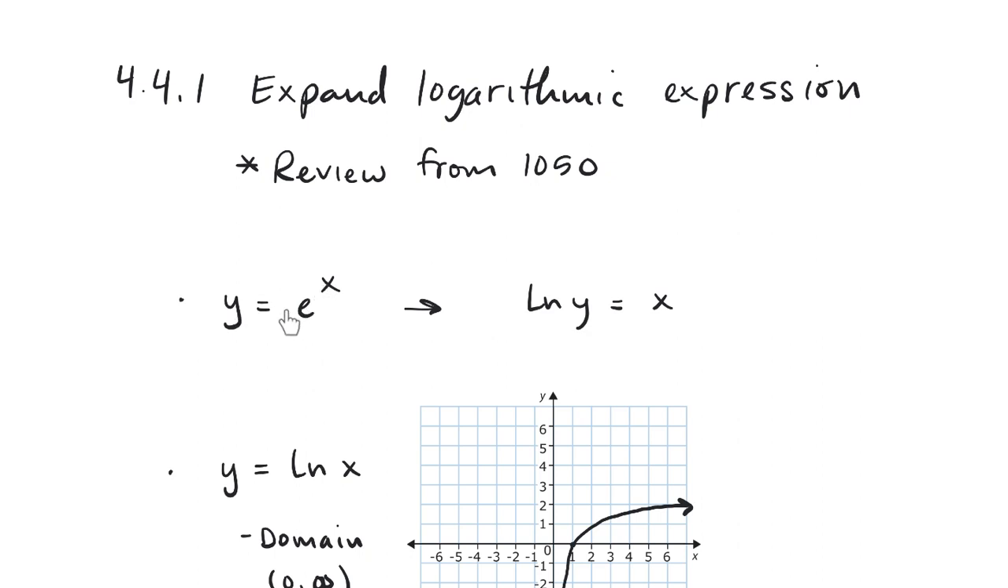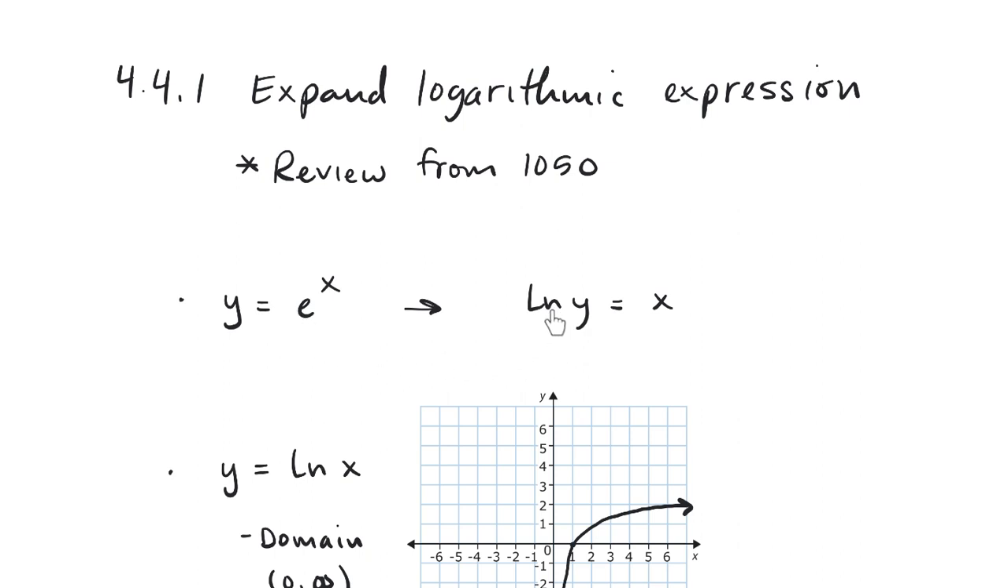We have this natural exponential function. I say natural because it's the base e, the natural number. This is exponential form. This is logarithmic form. One thing you practiced in Math 1050 was to convert back and forth. If we had something in exponential form, convert it to logarithmic form, or vice versa, if it's in logarithmic form, write it in exponential form.